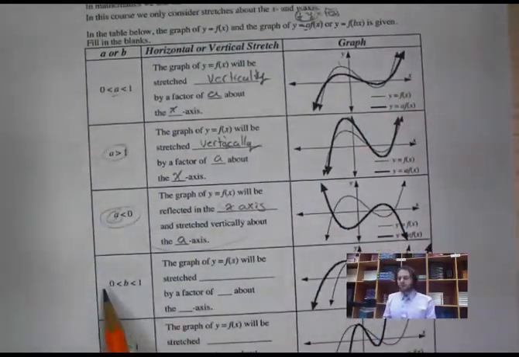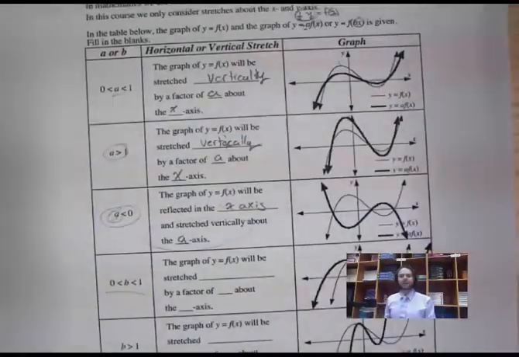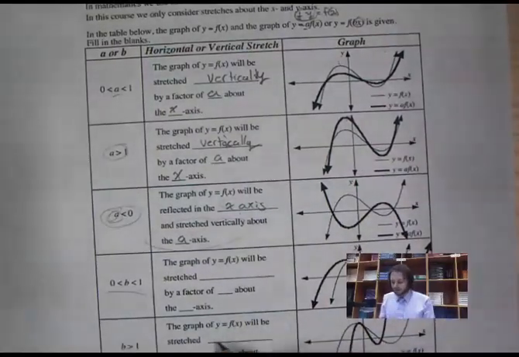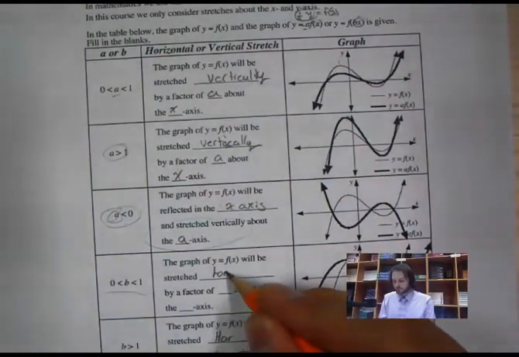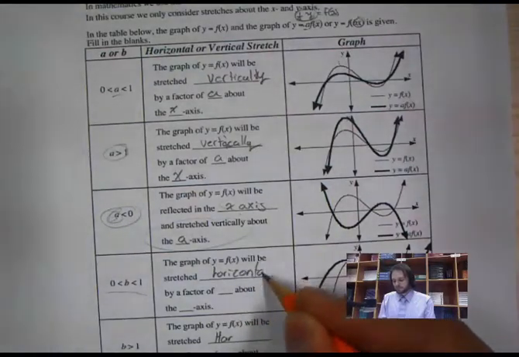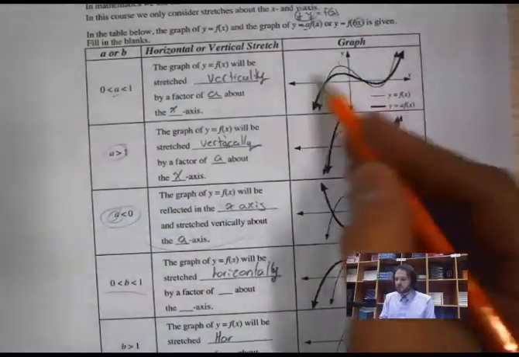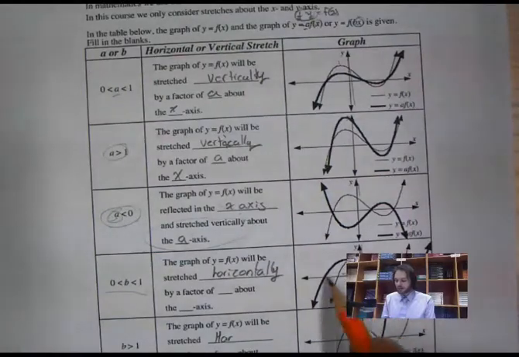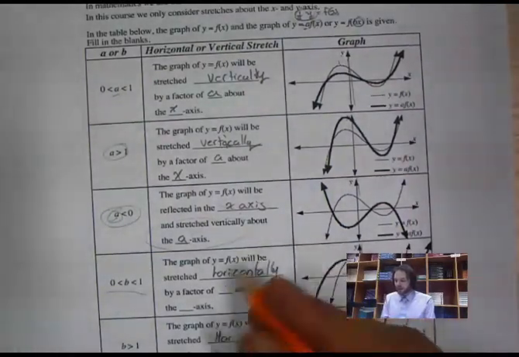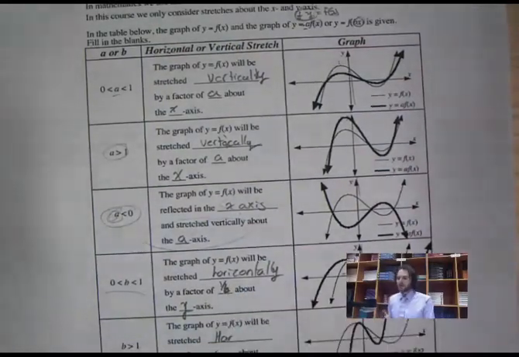Now, the next one here, we're looking at b. Now b, x is replaced with bx. So we're dealing with x, so it is stretched horizontally, since everything x has to do with the horizontal. Okay, now if we're stretching horizontally, we're stretching from this axis right here, this y-axis. So by a factor of 1 over b about the y-axis.